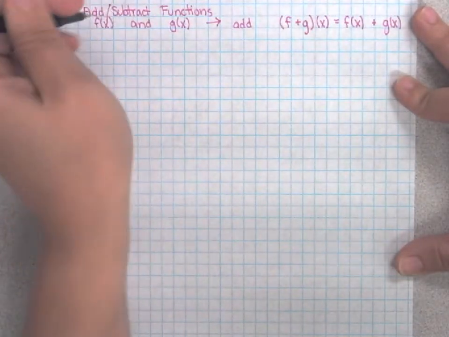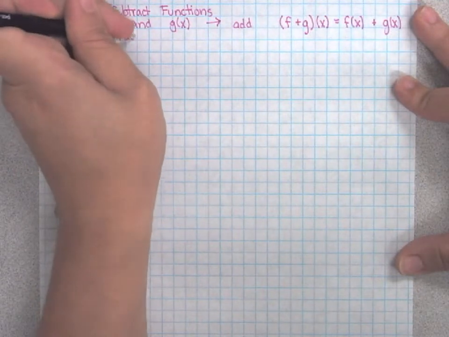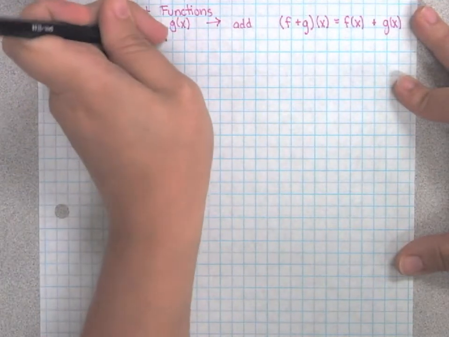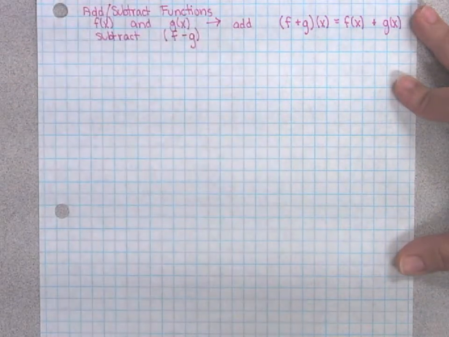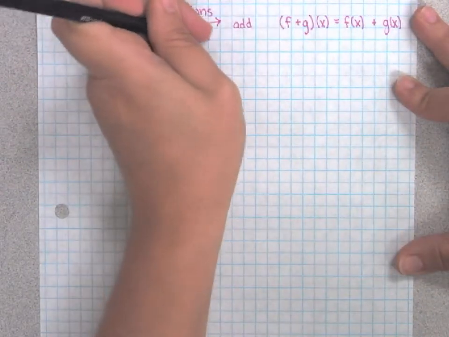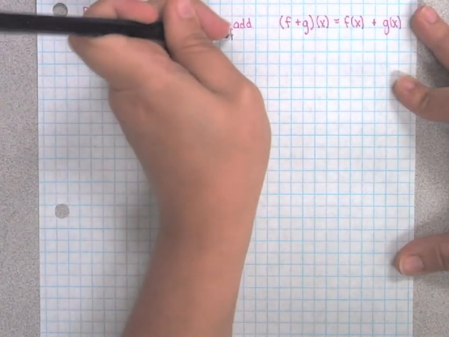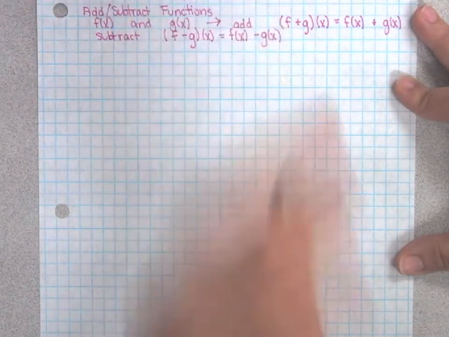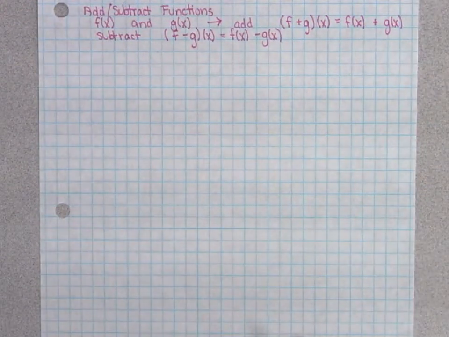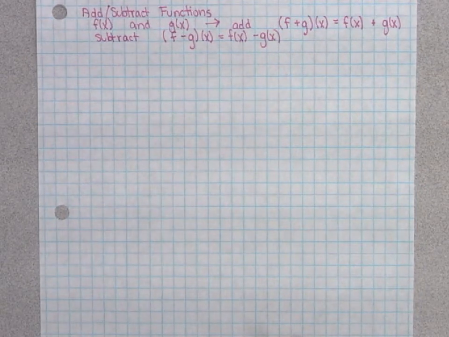Subtracting is the same thing, just a different sign. So to subtract, you get parentheses f minus g, close your parentheses, x in the second parentheses. Again, that means take f first, subtract g, a function, second. You have to pay attention to the order. So if they switch it and put g first, you have to put g first.